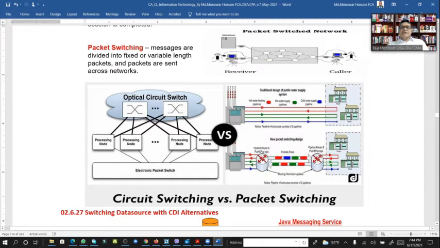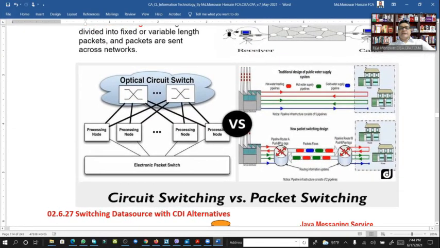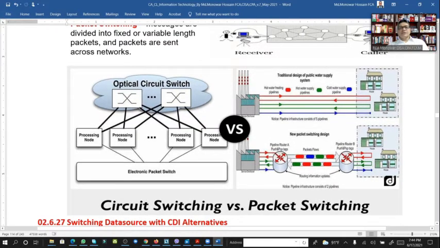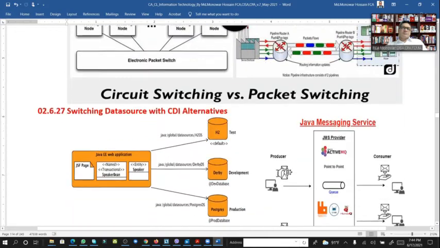So here we have the optical circuit switch, and there are circuit switch and packet switch. What is the difference? Look here, the electronic packet switch. Here different types of nodes use the processing node and go to the optical circuit switch. And on the right side, the traditional design of the public water supply system is shown, and the new packet switching design, where the old system is transferred into the new system. So it is the basic logical thing.